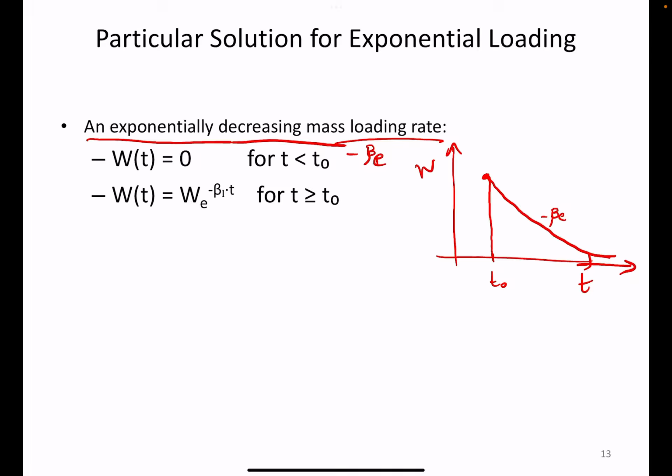Sometimes you'll have a load that increases exponentially. It's not exponentially decreasing. If it is exponentially increasing, so this is 0, and then at time 0, it will increase exponentially, and that's going to be plus beta e. So this is minus beta e, and this is plus beta e. Okay, so let's do it for the minus now. We're not going to be mixing between minus and plus. Let's plot the concentration for the minus beta e.